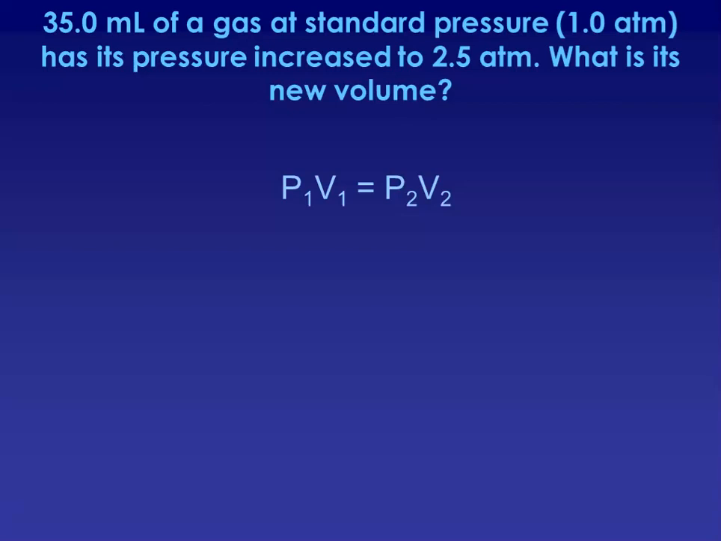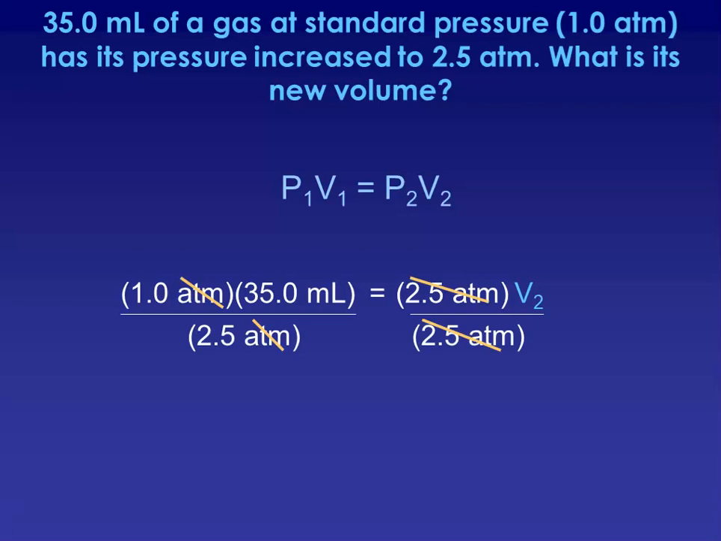So we have the pressure and volume of our gas at one point in time, 1 atmosphere and 35 milliliters. We know at the second point in time, our pressure went up to 2.5. And from those pieces of information, we should be able to solve for V2. And when we do our math through, we get that V2 is 14 milliliters. Our measurement with the fewest sig figs had 2 sig figs. So our volume did go down as our pressure went up.